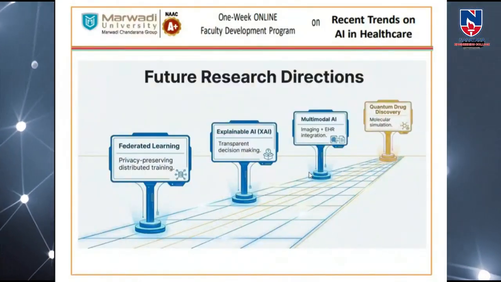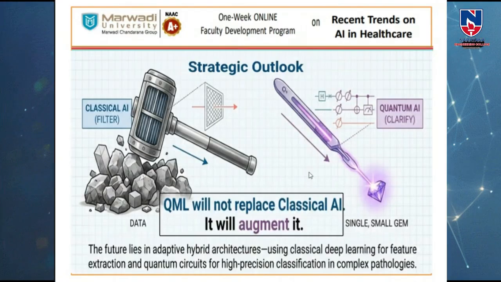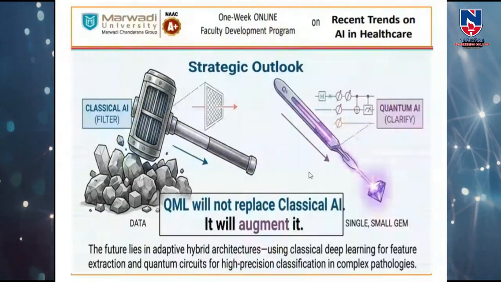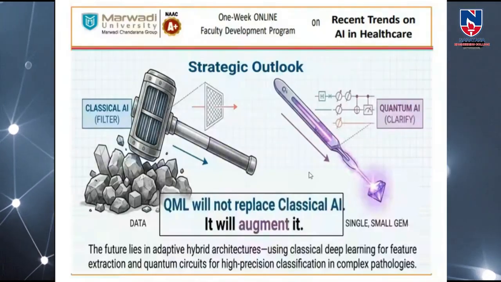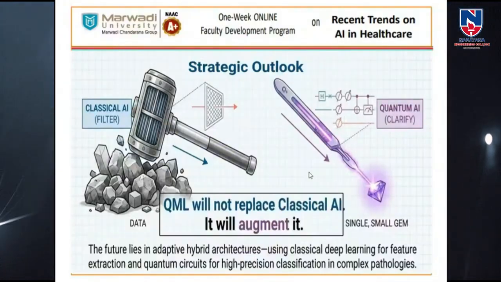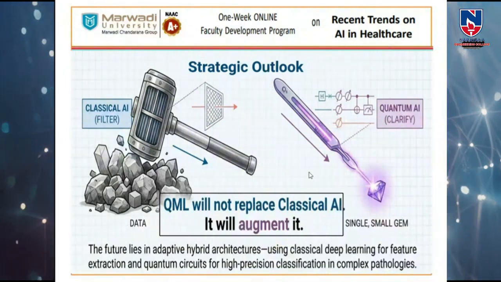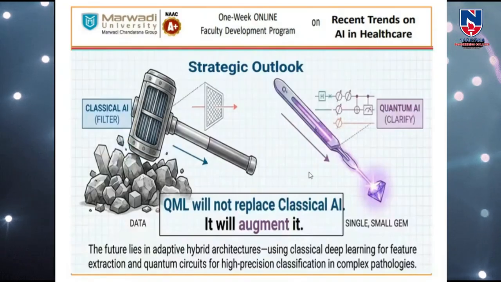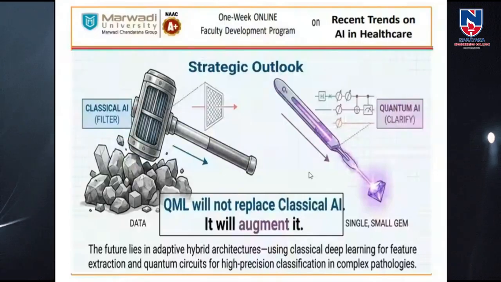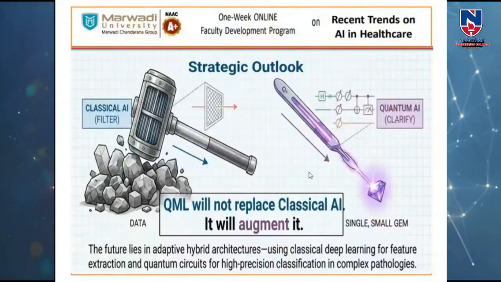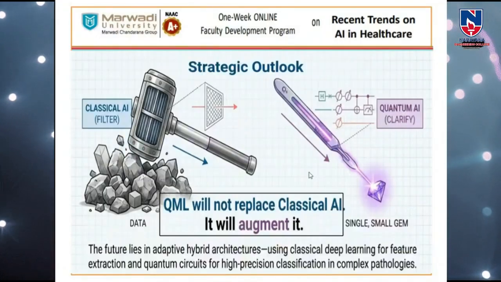Of course, that may be more for science people, not for engineering, to the best of my knowledge. At the end, let's take the strategic look at where you need to apply the classical approach and where you need to apply quantum. However, once again, I'm telling that QML is not a replacement of classical AI. It will be augmentation only.